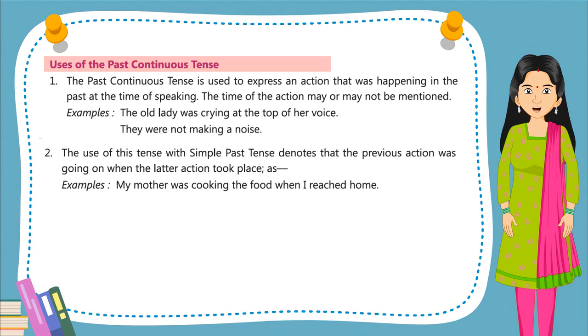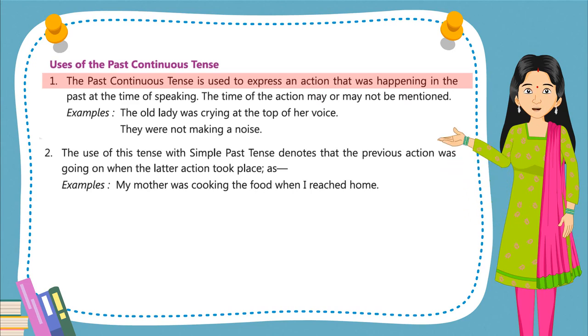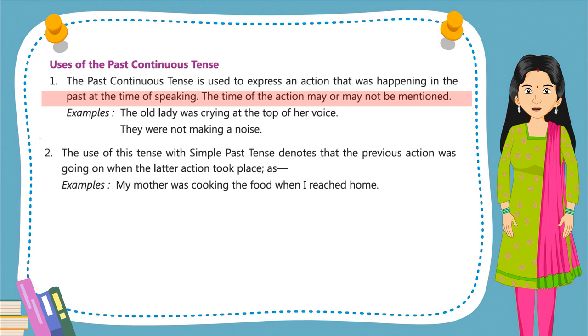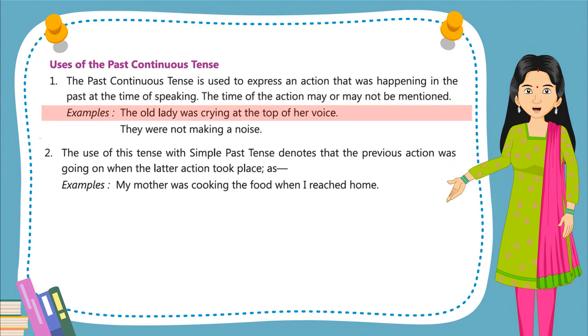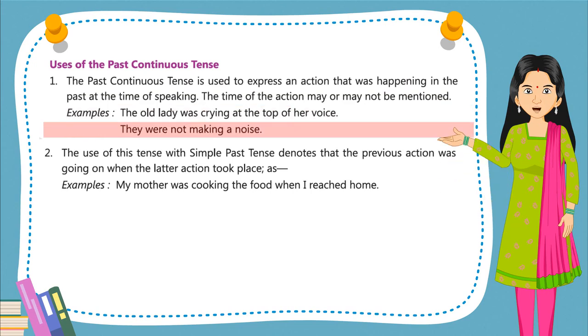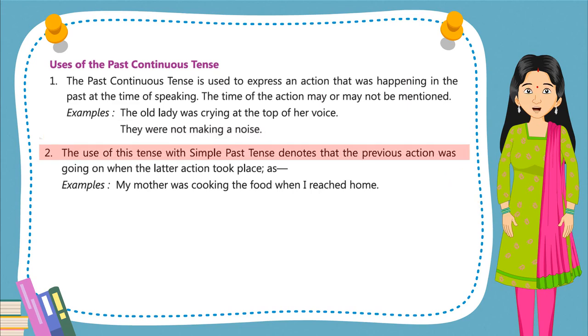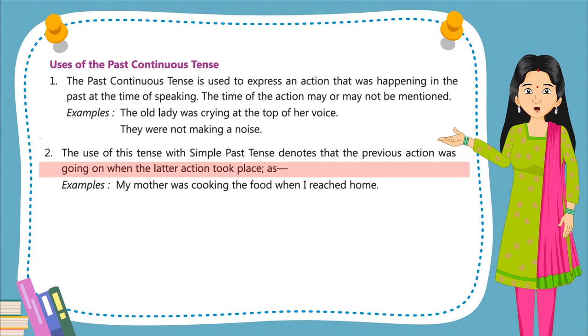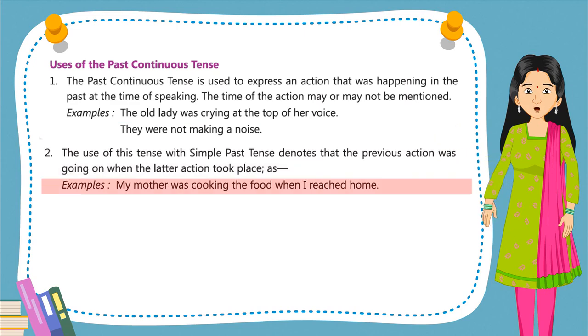Uses of the past continuous tense. 1. The past continuous tense is used to express an action that was happening in the past at the time of speaking. The time of the action may or may not be mentioned. Examples, the old lady was crying at the top of her voice. They were not making a noise. 2. The use of this tense with simple past tense denotes that the previous action was going on when the latter action took place. As examples, my mother was cooking the food when I reached home.